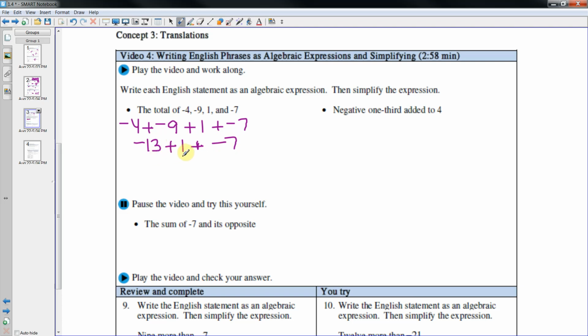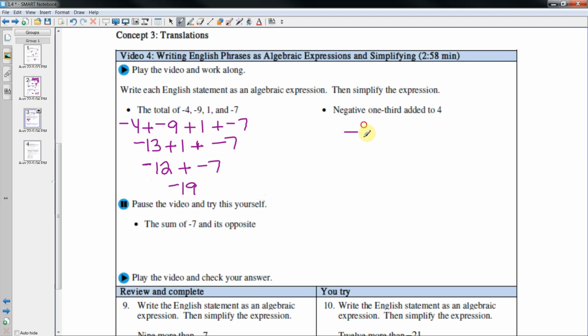Now I'm going to have negative 13 plus 1, opposite sign, so subtract. 13 minus 1 is 12. Keep the sign of the 13 because it's bigger. So negative 12 plus negative 7. Now I'm back to same sign. 12 plus 7 is 19, and it's going to be negative because they're both negative.